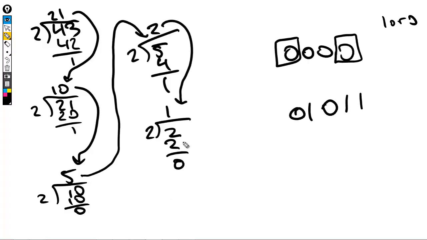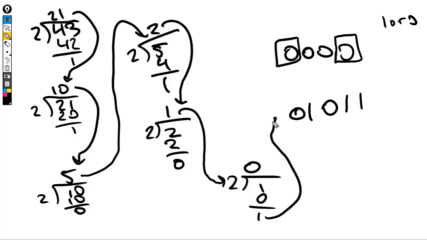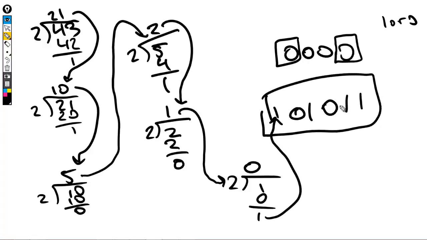And then we divide until the quotient is 0. So we have 1 here. So 1 divided by 2 equals 0, and that means 0 down here, a remainder of 1. And that goes here. And so now we get the binary number 101011. And from the previous slide, we know that this is correct. 101011 in binary equals 43.